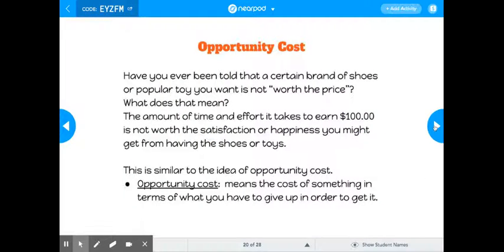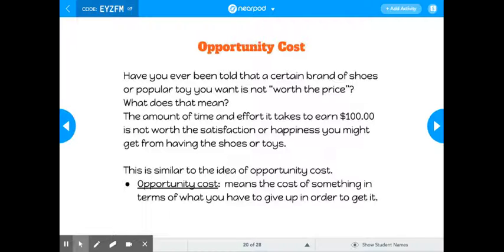And so when you think about cost, it's what you have to pay to get something. Have you ever been told that a certain brand of shoes or popular toy you want is not worth the price? Your parents may not be willing to pay a high price for one pair of shoes when they can get another pair for a lower price. So the amount of time and effort it takes to earn $100 is not worth what you get from having those shoes or toys. So the price is the cost.